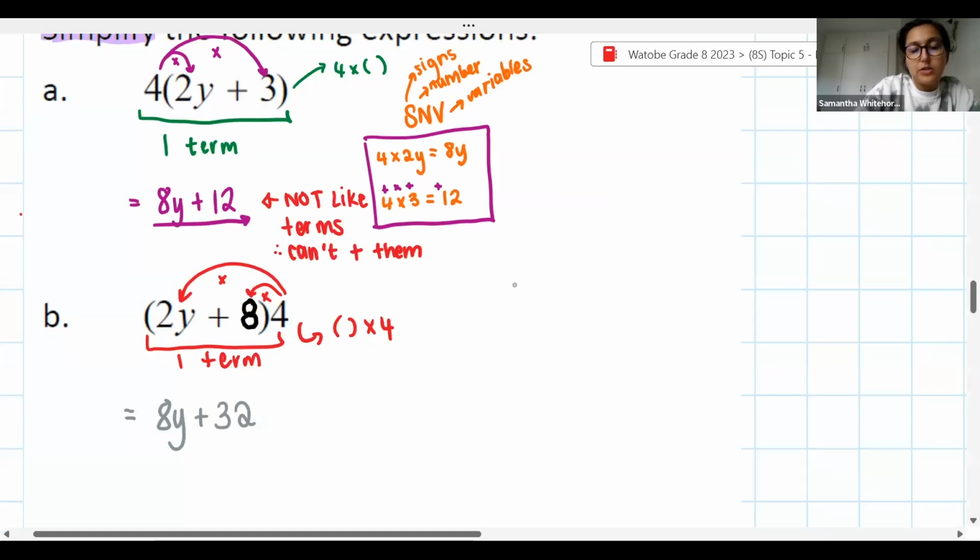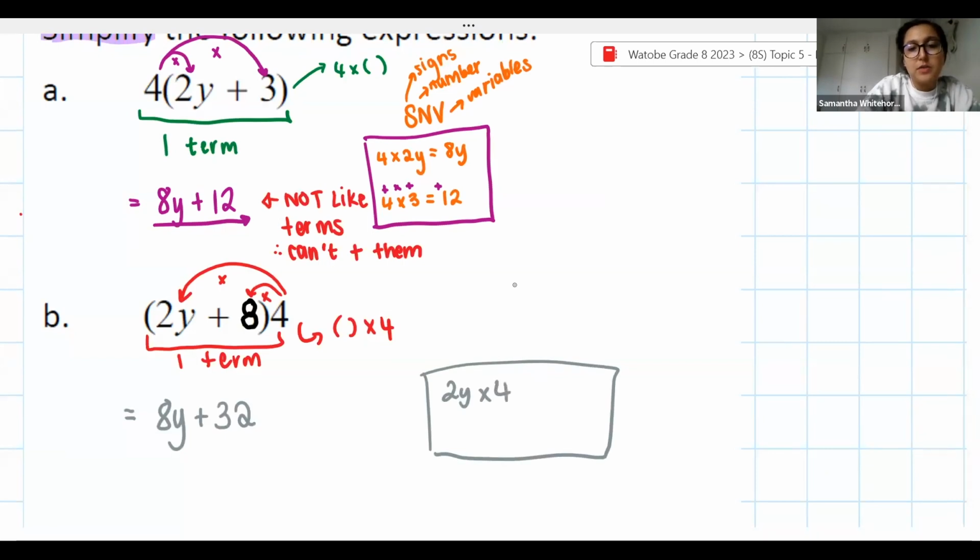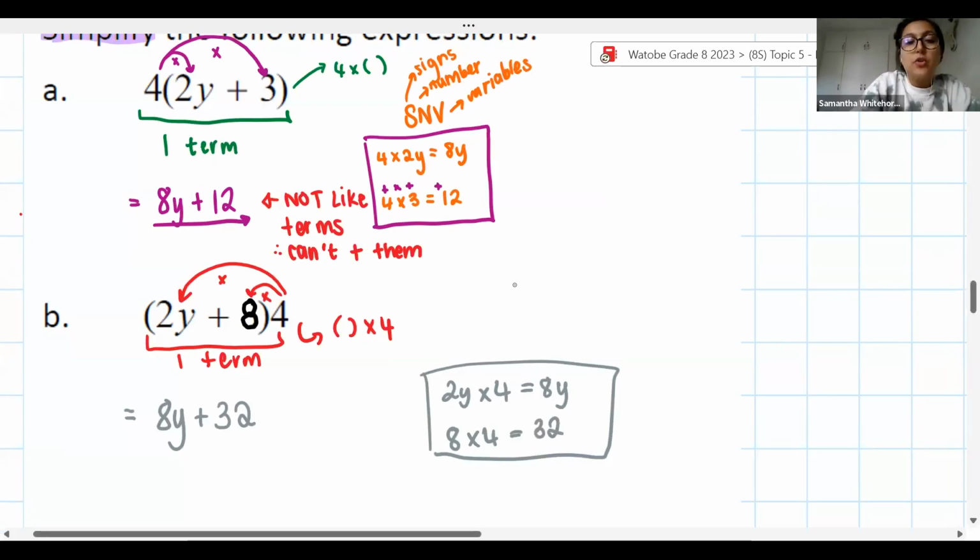Okay, so guys, just quickly, if we do our multiplication block, 2y times 4, a positive times a positive is a positive, 2 times 4 is 8, and then we've got the y. 8 times 4, positive times a positive is a positive, 8 times 4 is exactly 32, and there's no variable there, so it stays 32.